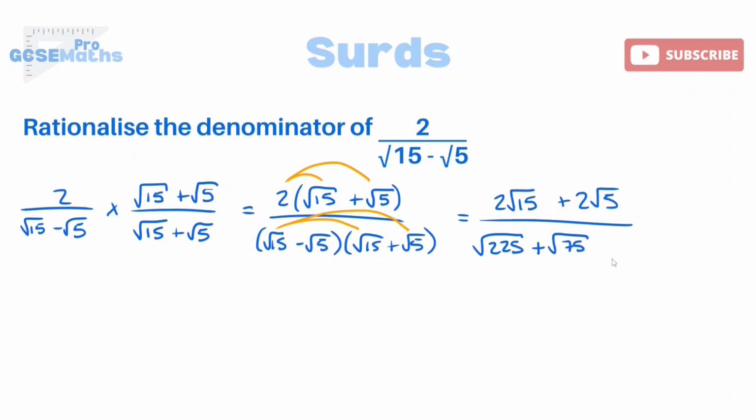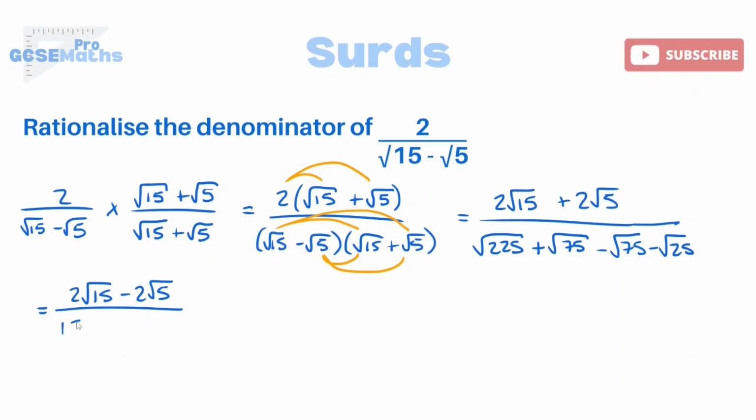Now we know that the middle bit will also be the same except the opposite symbol, so we've got minus root 5 times root 15. That's going to be minus root 75. And finally, minus root 5 times root 5, so minus root 25. Okay, now we're going to simplify it, so I'm going to leave the numerator as it is. So far there's nothing I can do to simplify that. Denominator we have root 225. You might have skipped that step and just written it immediately as 15 because we know that we did 15 times 15 to get 225, so the square root of that is just 15.